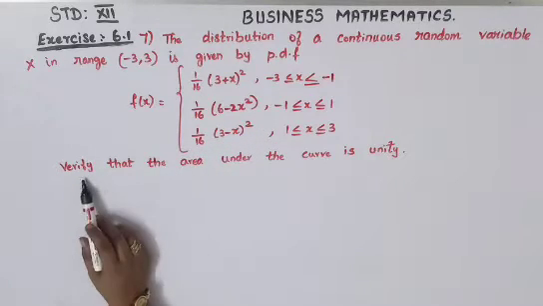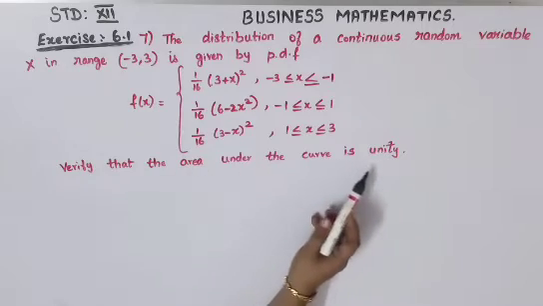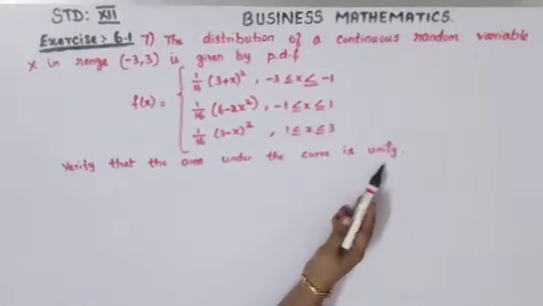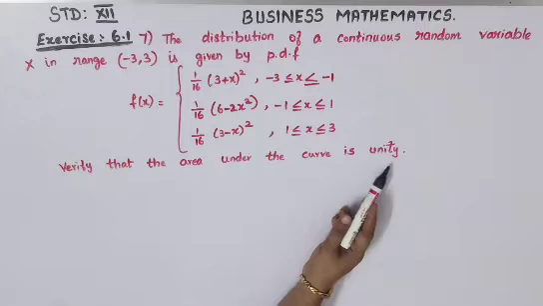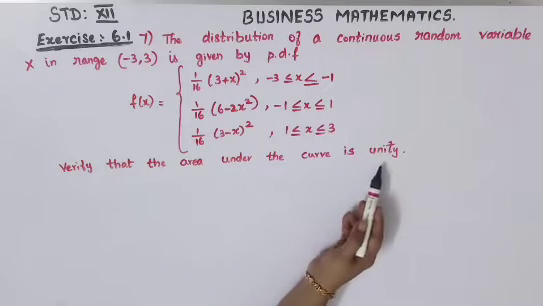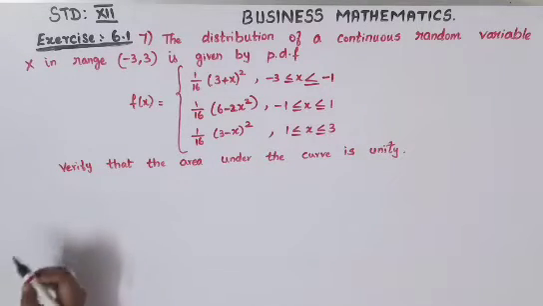They have asked you to verify the area under the curve is unity. Unity is nothing but 1. So we'll have to get the last answer as 1. Okay, so area under the curve, we'll have to find it. The answer should be 1. So we'll just proceed.